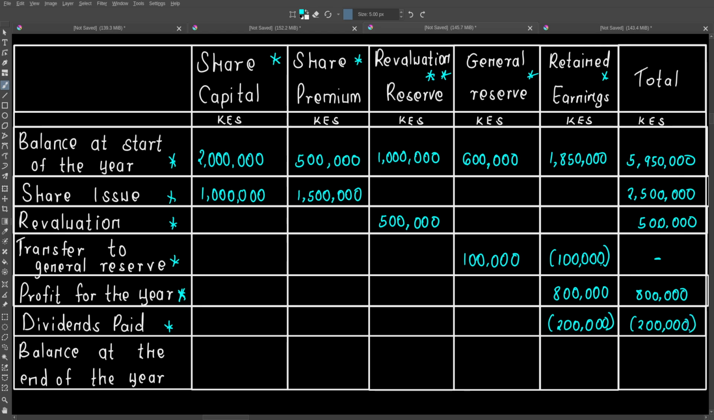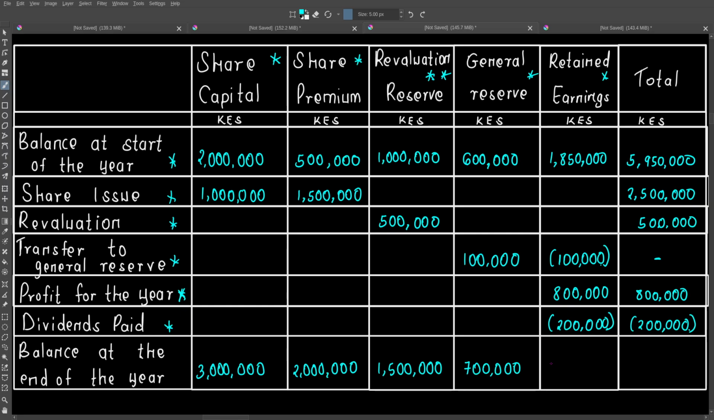So what are our balances at the year end? For the share capital, the balance will be 3 million. Then our share premium will have a balance of 2 million. Then our revaluation reserve will have a balance of 1.5 million. Then for the general reserve, we will now have a balance of 700,000 because we moved the 100,000 to the general reserve. Then for the retained earnings, we're going to have 1.8 million.